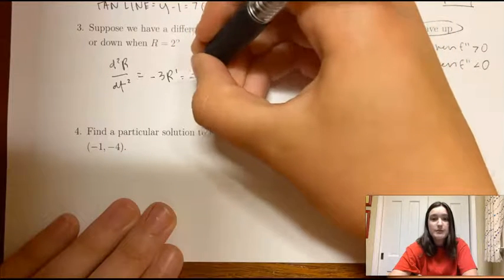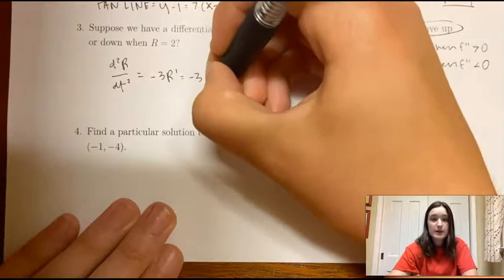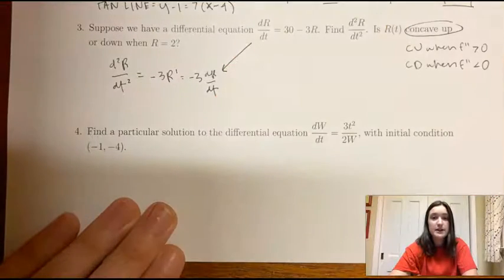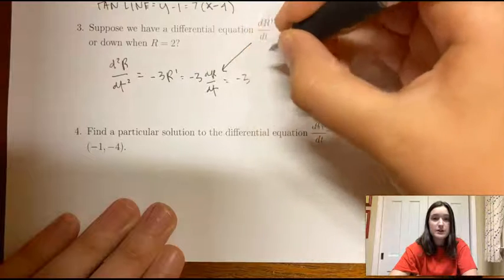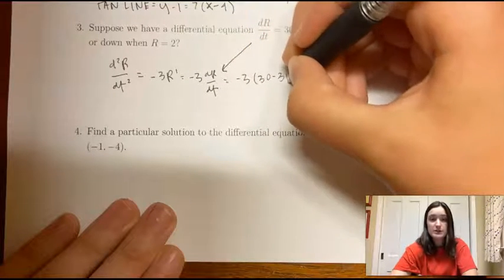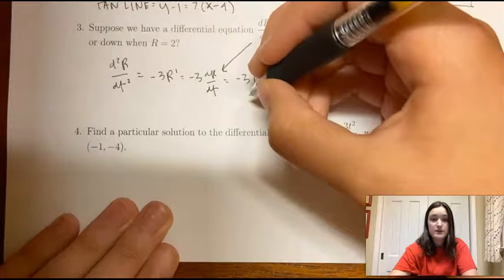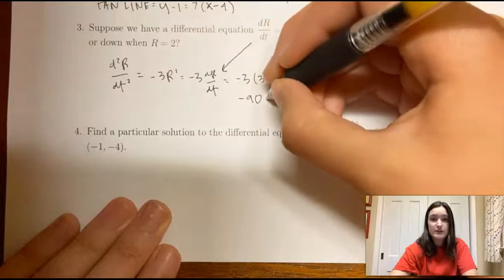Sorry about that. I'm just going to rewrite that as -3 dr over dt, because then you'll notice that that dr over dt is the same as what's written in the given. So the best thing to do here is to substitute that given, since it matches up with the dr over dt. So then you're going to have -3 times 30 minus 3r. And from there, it's just a matter of plugging in the givens.